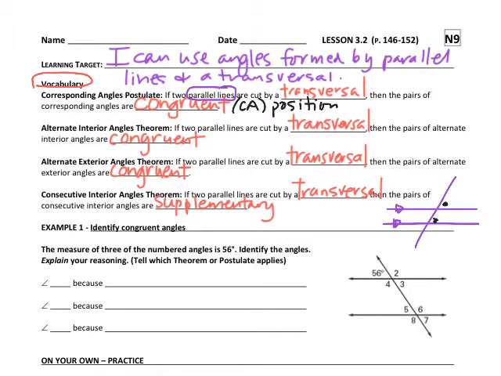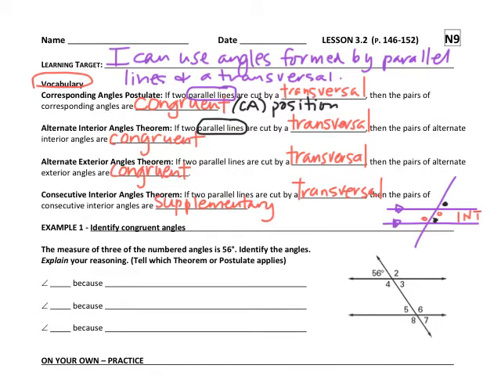The next type of angle pair that we're going to be looking at is the alternate interior angles. The alternate interior angles are the ones that are on opposite sides of the transversal, but inside the parallel lines. That's what we mean by interior. Those angles are congruent as long as they have that relationship, and again, they have to be on parallel lines.